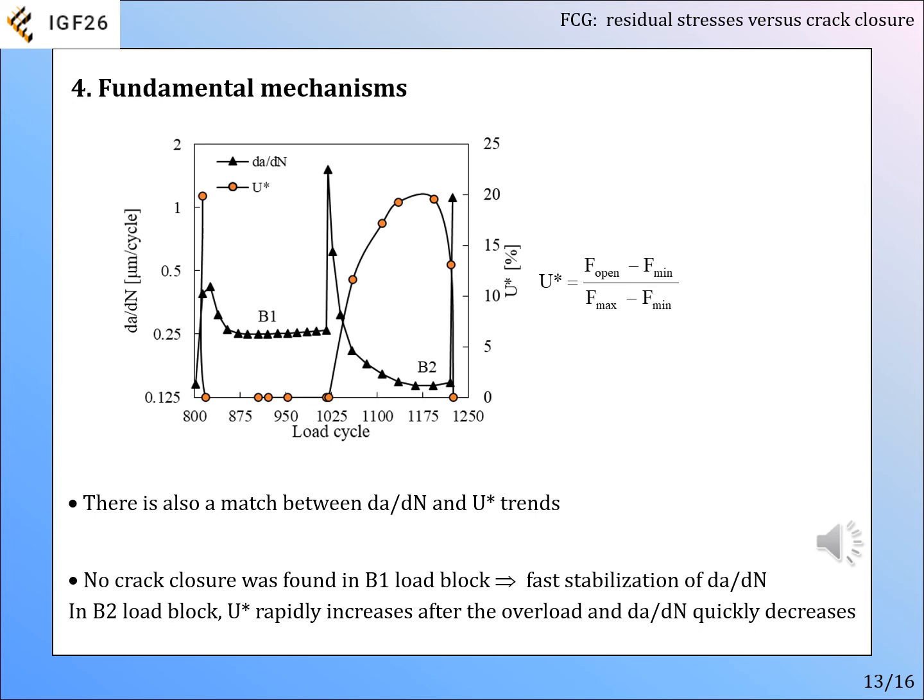In order to understand the mechanisms behind the trends observed, the crack closure level was measured at the first node behind crack tip. This picture plots the ADN and corresponding U star, which is the percentage of load cycle during which the crack is closed. That is a perfect match. In the first load block, B1, there is no crack closure, therefore the ADN is nearly constant. On the other hand, in the second load block, the decrease of the ADN is explained by the increase of crack closure level, which reaches 20%.